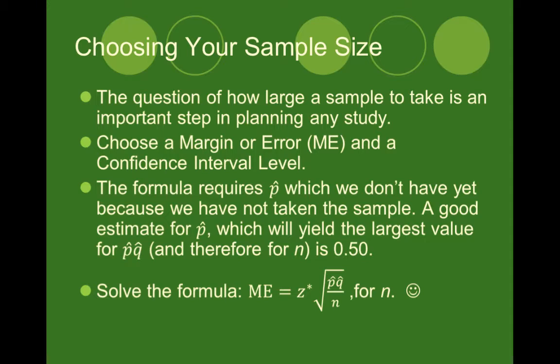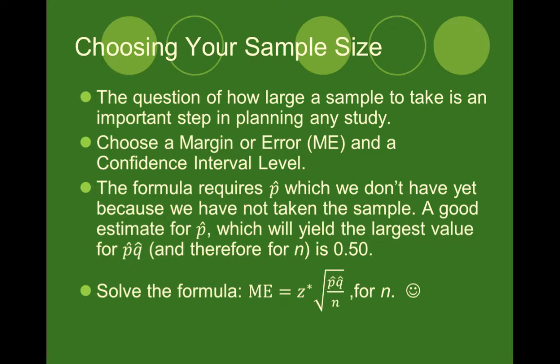A good way to do this is to choose a margin of error and a confidence interval level. So figure out how confident you want to be: 90, 95, 98, 99, and then select a margin of error. So do you want a margin of error of 3%, 4%? Once you select those, we can then use the formula, which requires p-hat, which we don't have yet because, again, we haven't taken our sample yet. We're still designing it. We haven't actually gathered any data yet. We're just trying to figure out how big our sample should be.